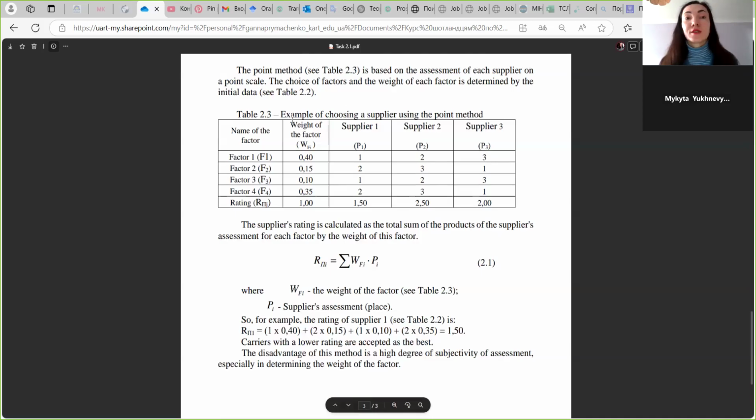For example, for this example, table 2.3, we could choose supplier number 1 because it has the lowest rating. The lowest rating is the best, so 1.50. It is the lowest rating from these three suppliers. So we choose the first supplier for the transportation process with our company. So it is the best result.